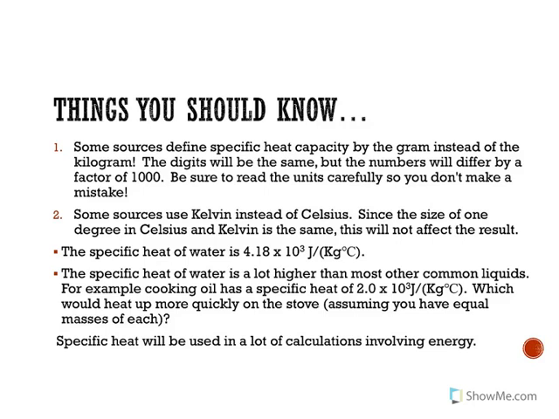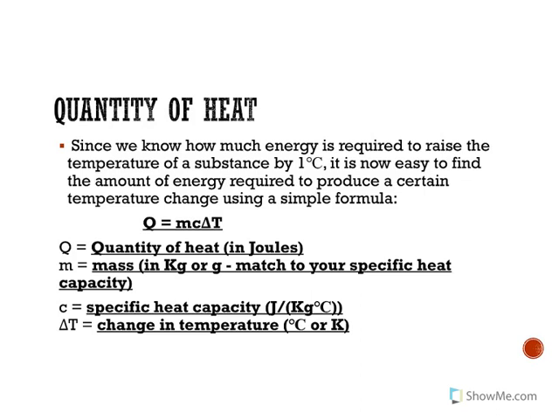And specific heat will be used in a lot of calculations involving energy. So we have this formula for the quantity of heat. Since we know how much energy is required to raise the temperature of a substance by 1 degree Celsius, it is now easy to find the amount of energy required to produce a certain temperature change using a simple formula. Q is equal to mc delta T. Q is equal to the quantity of heat in joules. m is the mass in kilograms or grams.